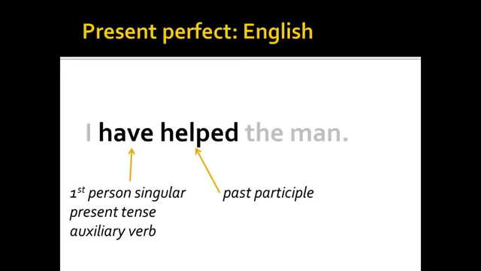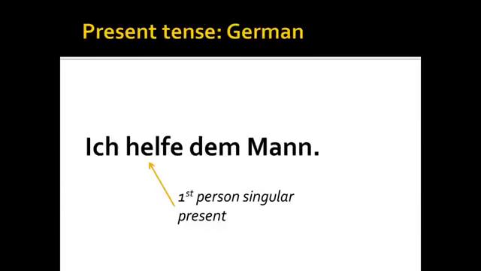So, essentially, the present perfect tense in English is a two-verb construction. We have the first person singular present tense auxiliary verb, have, and that agrees with the subject of the sentence, I have. And then we have the past participle, I have helped the man. Now, let's take a look at that same sentence in German.